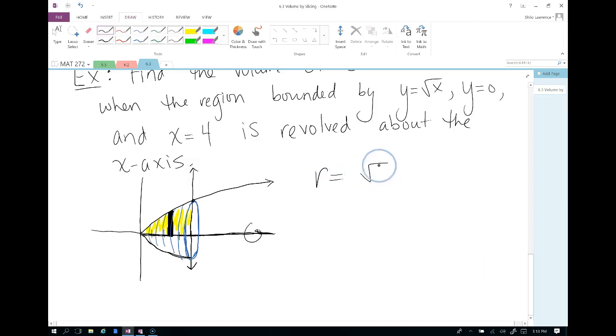equals square root x. And then our interval, since we're going around the x-axis, we want our integral set up completely in terms of x. So our limits of integration are going to be x values. So we want to look on this graph and see how far to the left it goes on the x-axis, and that looks like it's at 0, and it is. And then how far to the right on the x-axis it goes, and that was given to us, that's 4.